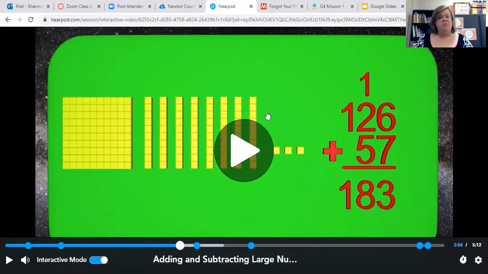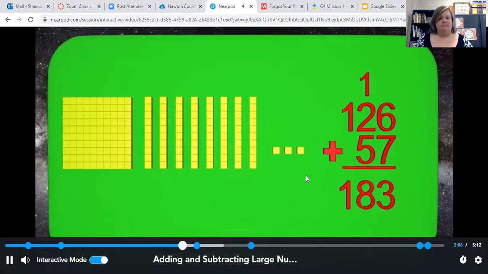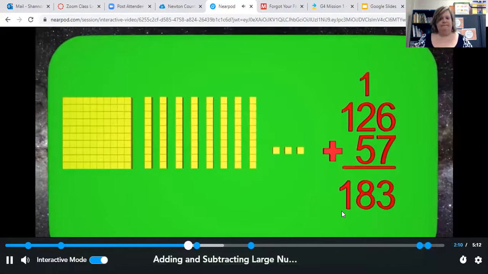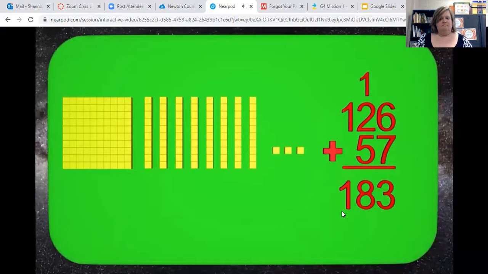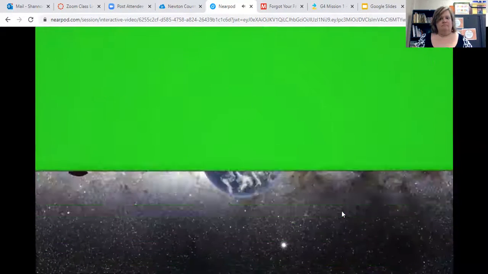Now here we bundled the 10 and created a new 10, and that's where the 3 came from, but we can't forget that 10. So we put it at the top as a regrouping or carrying. Like I said, your parents may call it carrying. Numbers. We have 1 at the top plus 2 plus 5, which gives us 8. And we have the 100. So the answer is 183. Amazing job, guys.